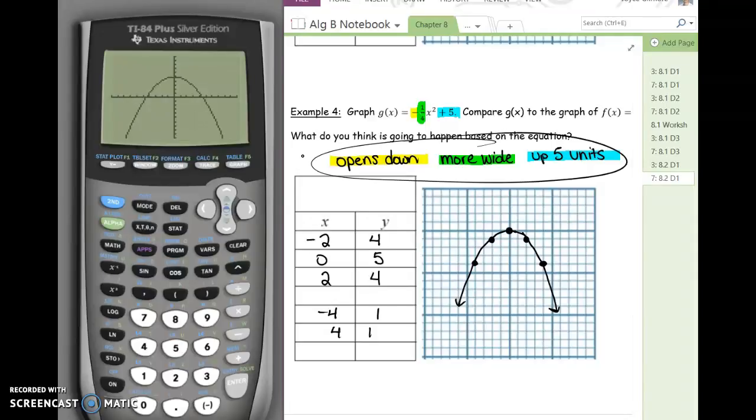Your assignment is a 4-problem worksheet. You can use the graphing calculators to help you, but I want you to predict what you think is going to happen on every problem before you plug it into the graphing calculator.